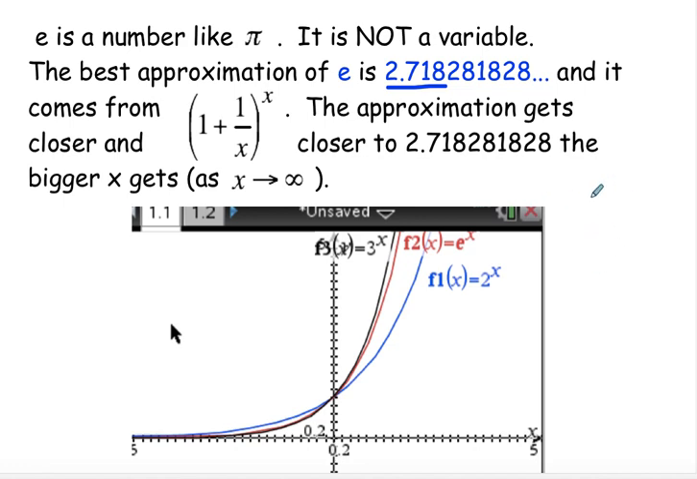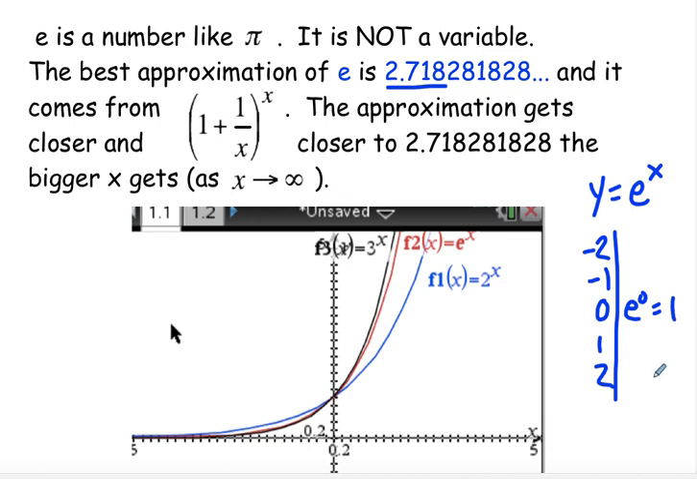If they give you y equals e to the x and ask you to graph it, you can make an XY table just like we did before. Just know that e to the power of 0 is 1, just like anything to the power of 0 is 1. E to the first is about 2.718. That's a point right there.